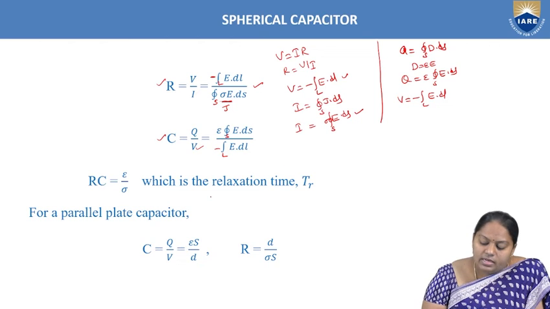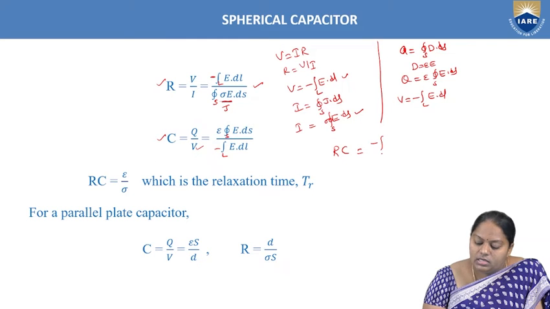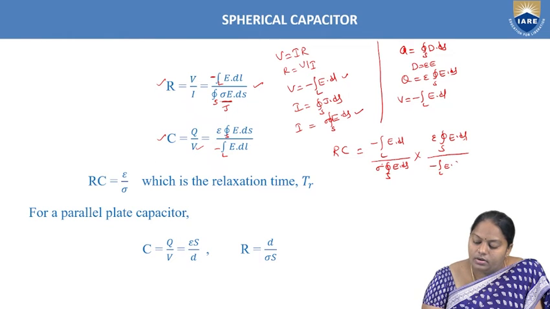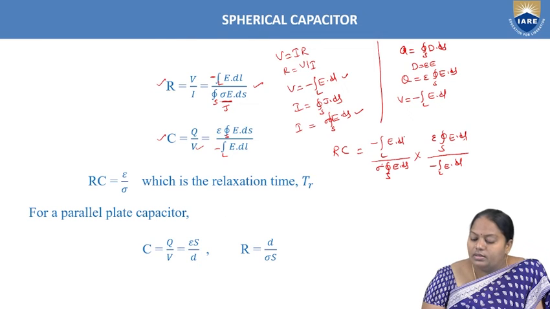Hence, if we multiply R and C here, R is the value obtained from minus integral L E dot dl by sigma closed surface integral S E dot ds, and C is obtained as epsilon closed surface integral S E dot ds by minus integral L E dot dl, right? So in the numerator, integral L E dot dl and in the denominator, integral L E dot dl gets cancelled, and closed surface integral S E dot ds gets cancelled. Hence, RC equal to epsilon by sigma is obtained.